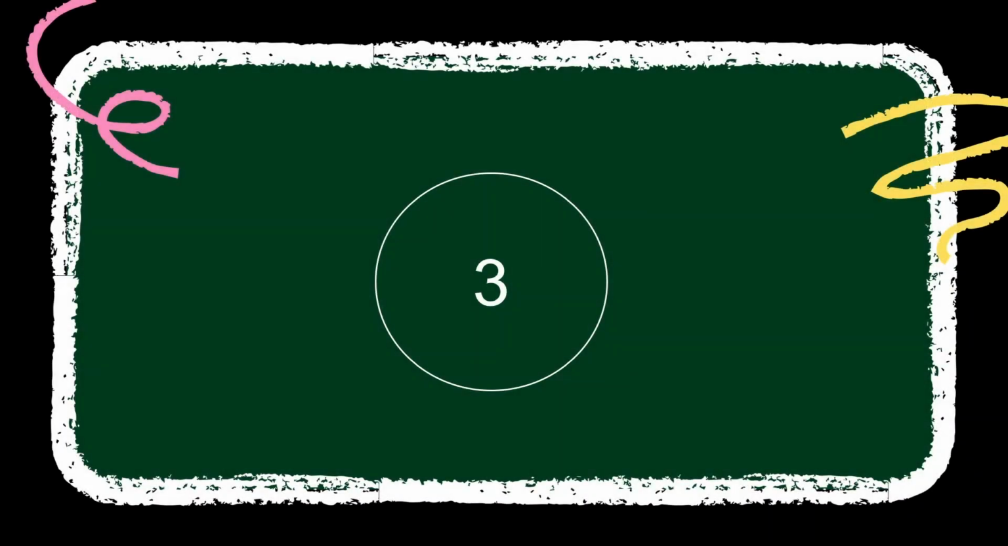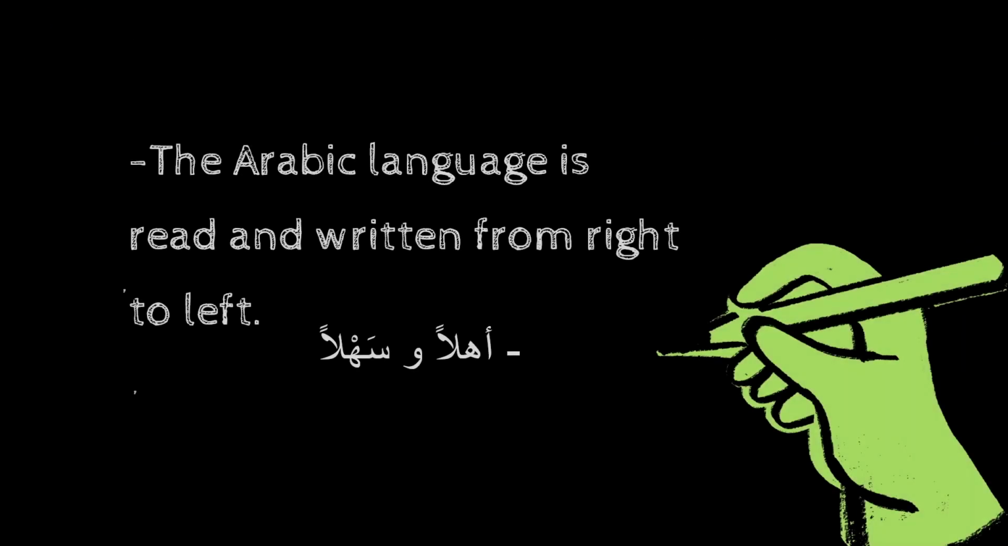The third concept: the Arabic language is written from right to left, so always make sure to read from right to left. Always keep that in mind. If you speak English or any language that is written from left to right, sometimes it takes some time to adjust to the new concept, but always keep that in mind. We read it and we write it from right to left.